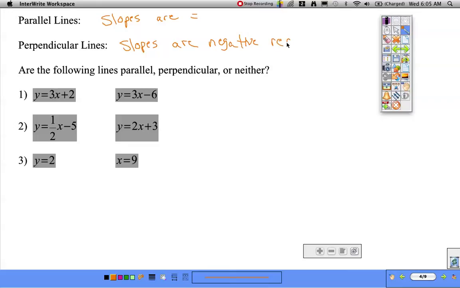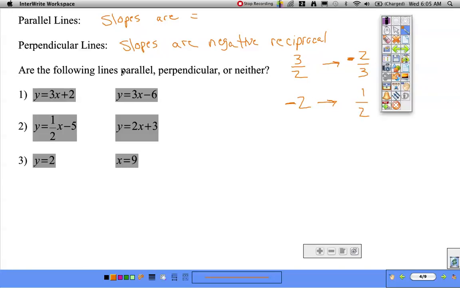If you don't remember what a negative reciprocal is, here's an example. If I give you the number 3 halves, the reciprocal would be 2/3. So the negative reciprocal of 3 halves would be a negative 2/3. If I had the number negative 2, the negative reciprocal would be 1/2, because it would be the opposite, positive, and the reciprocal, which would be 1/2.